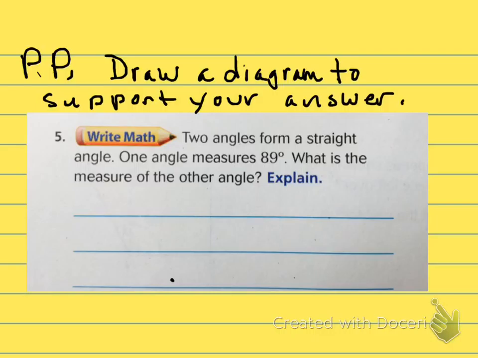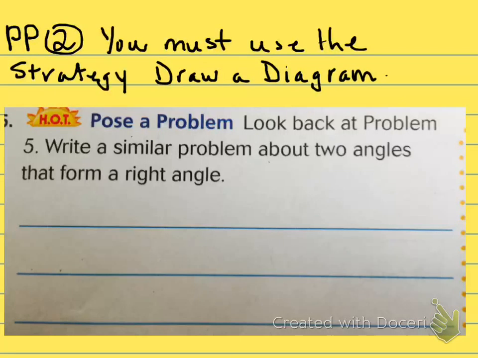And here's your next one. In your second practice problem tonight for homework, boys and girls, you must use the strategy draw a diagram. In this situation, you will look back at problem 5, which is what you just did. You will write a similar problem about two angles that form a right angle. In your problem, you must use the strategy draw a diagram to complete and explain how you found your answer.